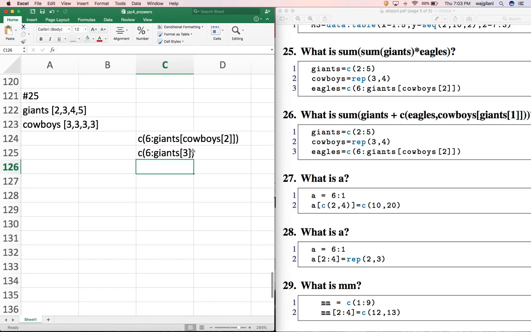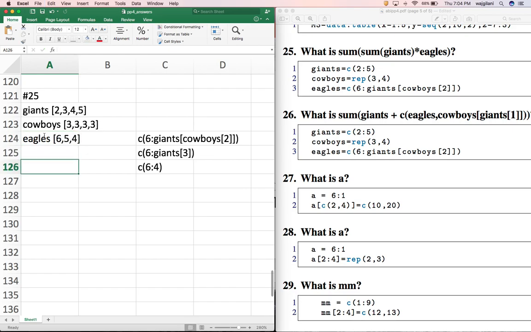Here's the open bracket, here's the closed bracket. So 3 of Giants is what? 3 of Giants is 4. So this now, Giants of 3 can be replaced by 4. And now 6 colon 4, C of 6 colon 4 is what? It's basically just 6, 5, 4. So eagles ends up becoming 6, 5, 4.